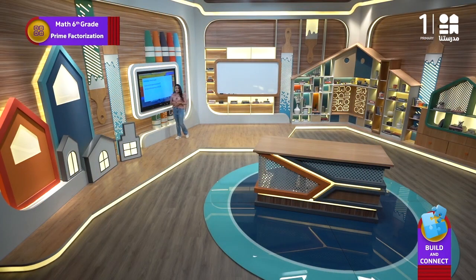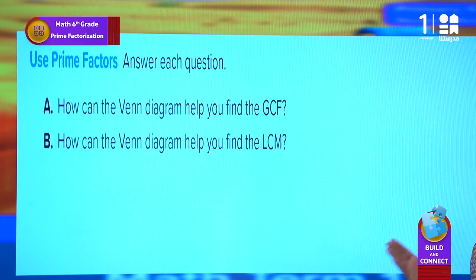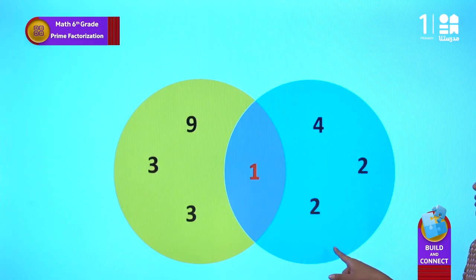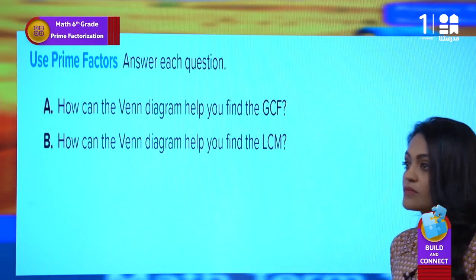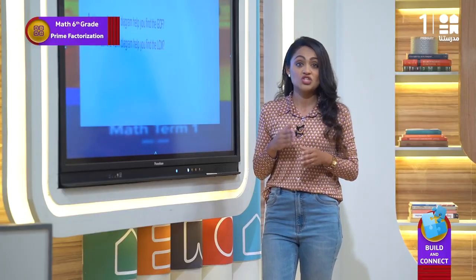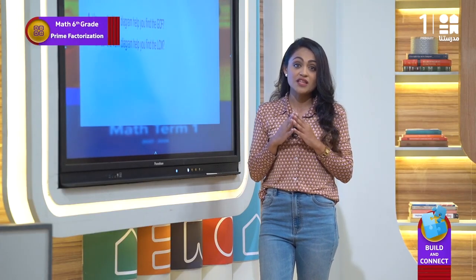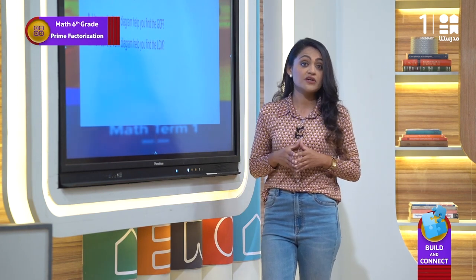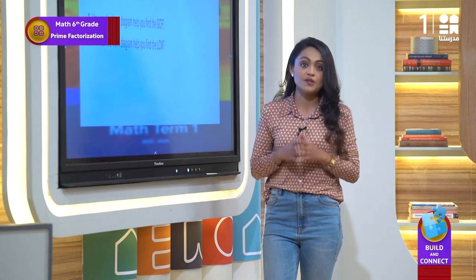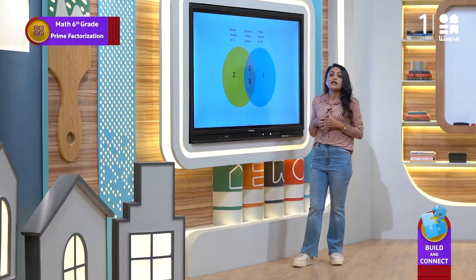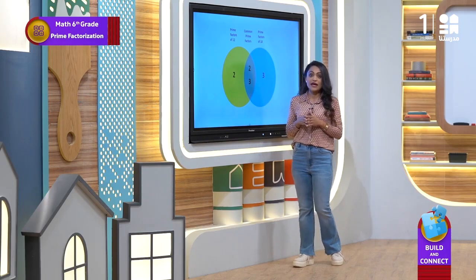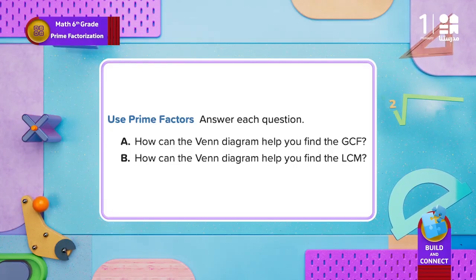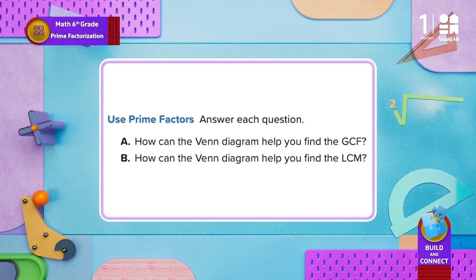Thus, we determined the greatest common factor, which is 6, and the least common multiple, which is 36. But we still don't know how to extract these two numbers from the Venn diagram. I want you to go back to another Venn diagram and think about how to use the prime factors in it to reach the same result. And this is exactly what we are required to do in the activity: use prime factors.